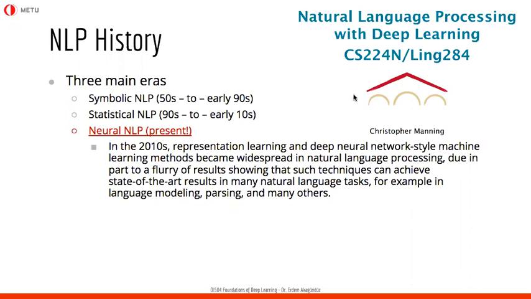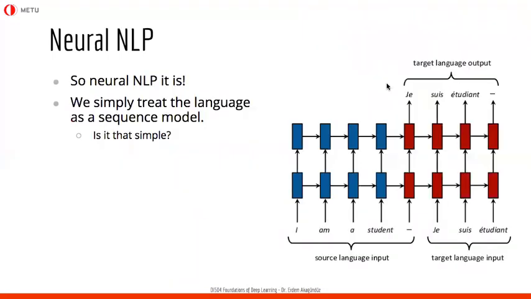So this could be a nice point to start. So what is NLP? We simply treat a sort of language as a sequence. For example, you want to do a machine translation. You feed a sequence, "I am a student," and it says "je suis étudiant," I don't read French. So that's the idea, to treat a language as a sequence.